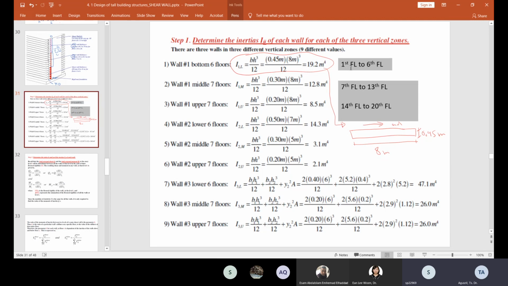Okay, so if you want to know the bending moment and shear force at level 5, for example, because level 5 is inside the bottom 6th floor, you need to refer all the values to the bottom 6th floor. So 19.2 divided by 19.2 plus 14.3 plus 0.5, multiplied by 47.1. This is how to get the K below and K above.